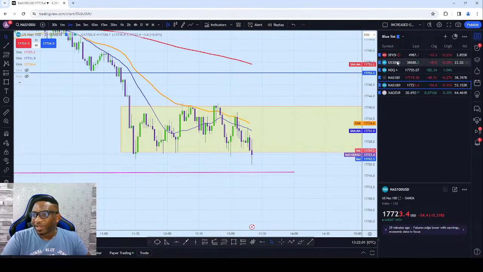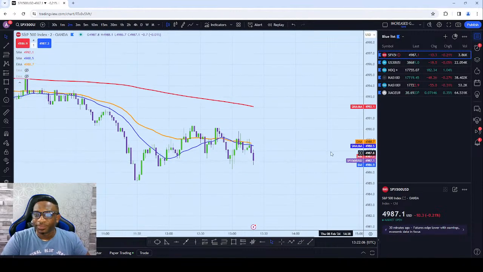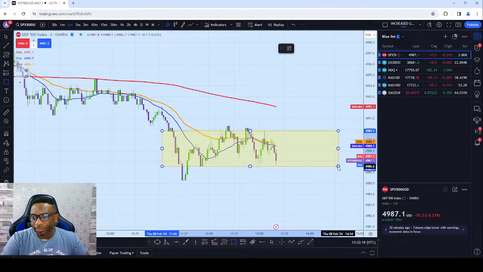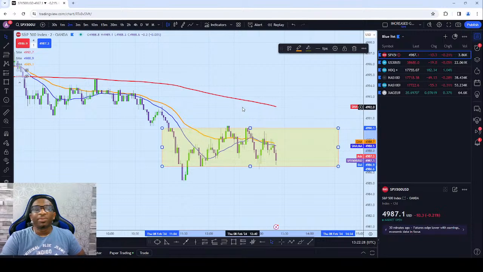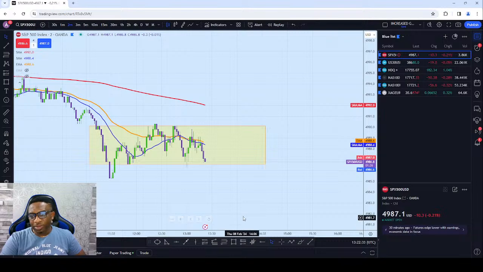Okay, let's look at US 500 SPS. Just as the other ones are moving sideways, SPS is also doing a similar thing, which I believe by the time the US market opens, they will all pop out and begin to go the direction they want to go.